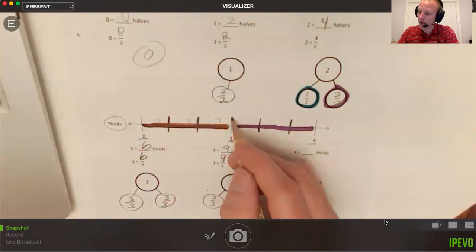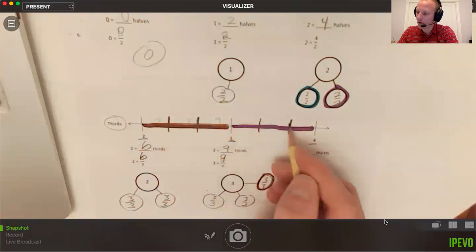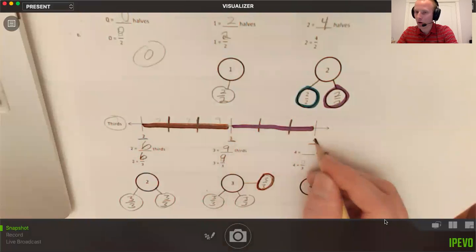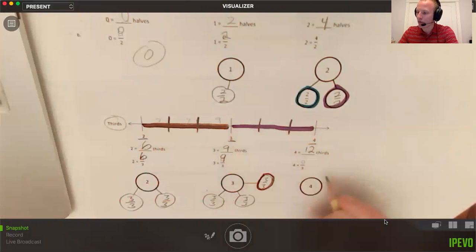And then I start from 9/3. I go 10, 11, 12. At 4 holes, I have 12/3, and I can double check that. I could say 4 holes times 3 in the denominator is 12, and that is correct.